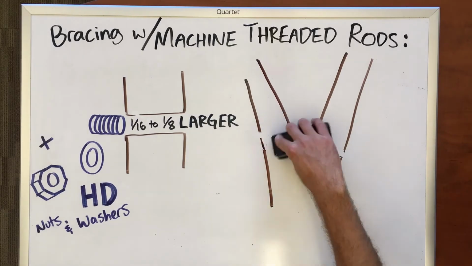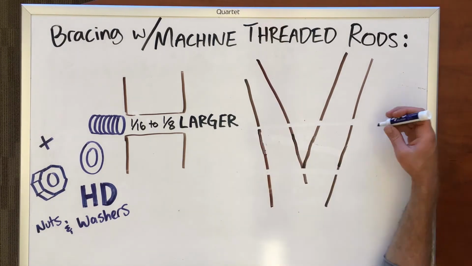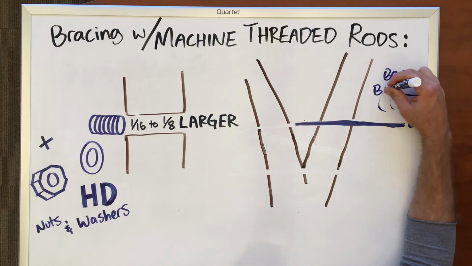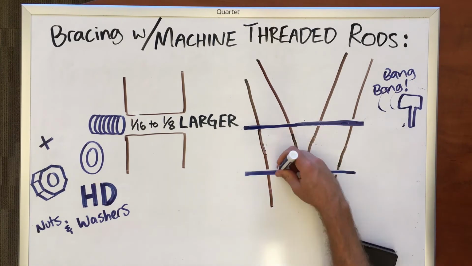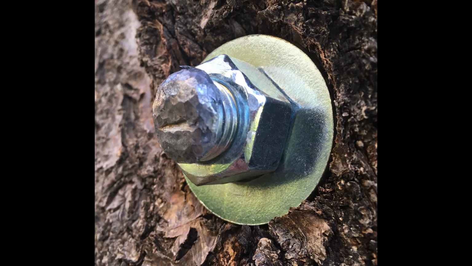Once the hole is drilled, a mallet or small sledgehammer may be required to drive the machine-threaded rod through the tree. With the rod in place, you are now ready to attach the washers and nuts. Seat the washers directly against the bark. However, if the bark is thick, use a chisel or Forstner bit to countersink the washer against the wood, but not into the cambium. Cut off any excess rod beyond the nuts and peen the end of the rod to prevent the nuts from backing off.